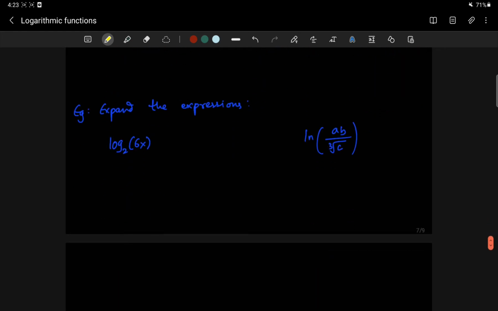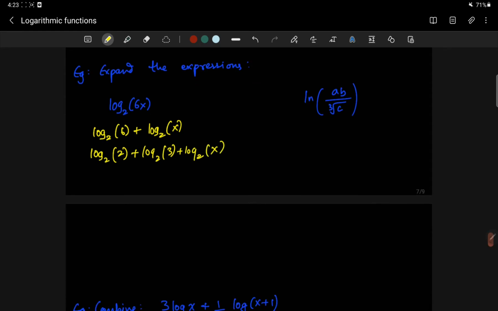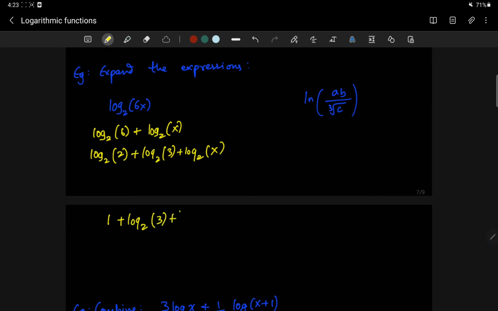The next kind of problem would be to expand these expressions. Here you're not solving or simplifying anything. You're simply rewriting this as log base 2 of 6 plus log base 2 of x, which can be further written as log base 2 of 2 plus log base 2 of 3 plus log base 2 of x. Then this is 1, and the others cannot really be simplified, so we stop right here.